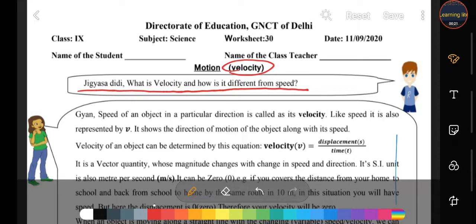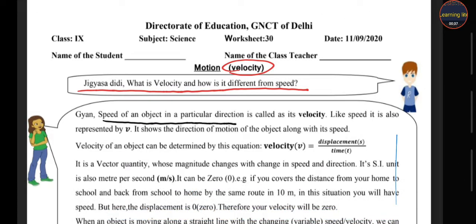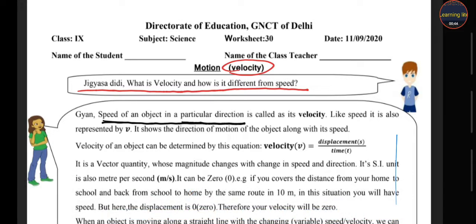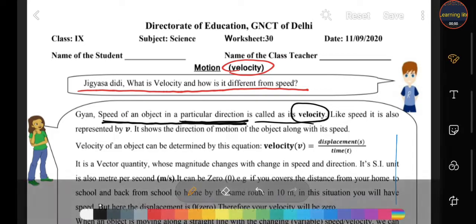So students, in the last worksheet we discussed speed, and now we discuss velocity. What is velocity and how is it different from speed? Gyan, speed of an object in a particular direction. So students, focus on that line. Speed is a scalar quantity, but when speed is specified with a particular direction, then it is called velocity.